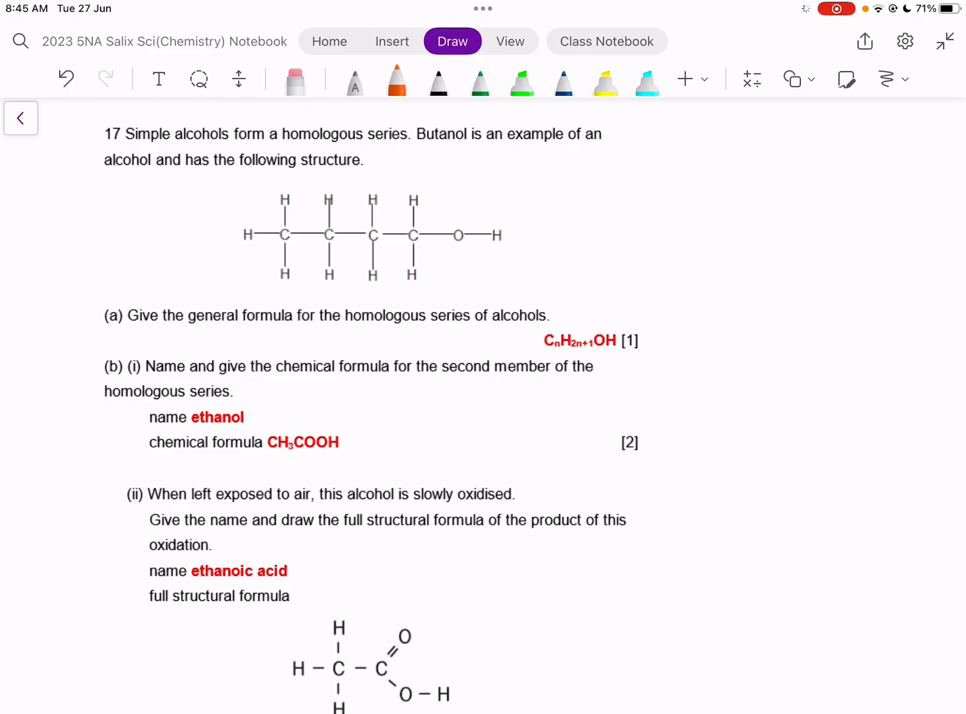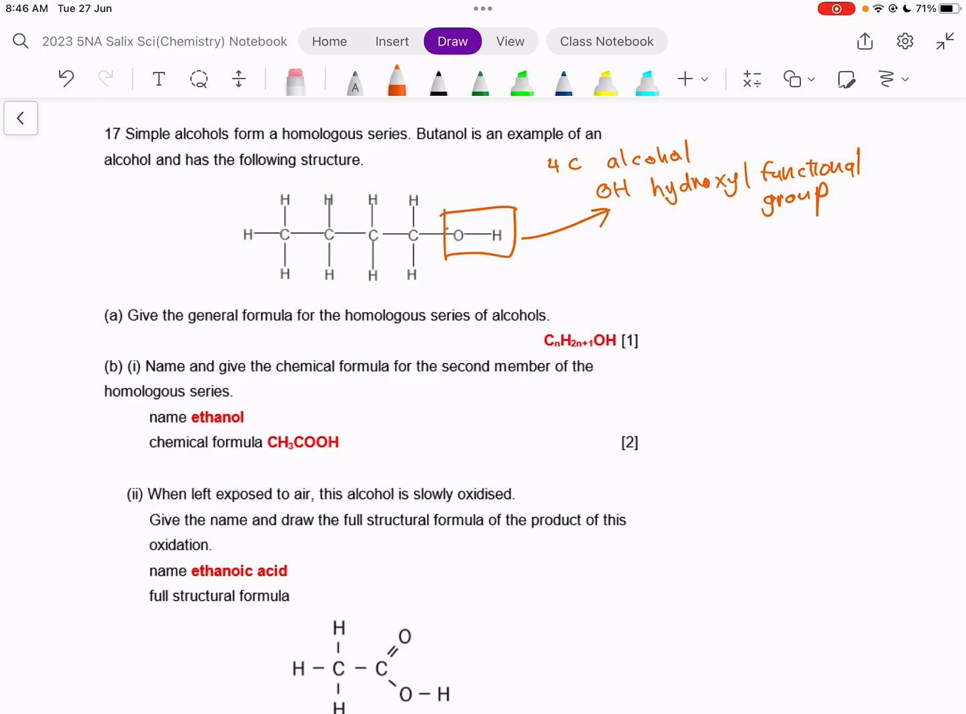So simple alcohols form a homologous series. Butanol is an example. Butanol is a 4 carbon alcohol. Alcohol means they have the OH hydroxyl functional group. So alcohols all have this functional group. It's quite obvious, you can actually see from here. This one is the OH hydroxyl functional group that I'm actually talking about.